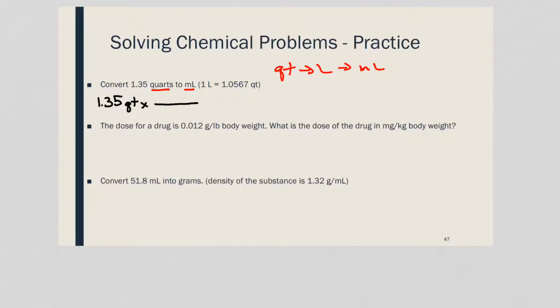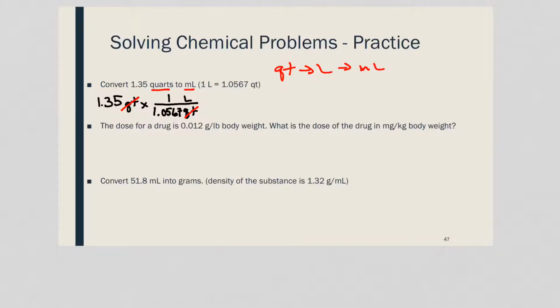And we follow the idea that we want to always take our desired unit over our given unit. So our given unit here is the quart, that one at the bottom, and our desired unit, in this case, is going to be liters. So I know that 1 liter is equal to 1.0567 quarts. And so if I do that, my quarts divided by quarts, the quarts will cancel out, and we'll be left with the desired unit.